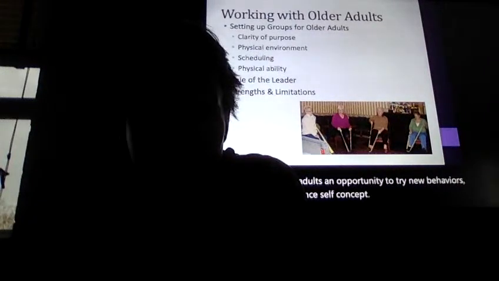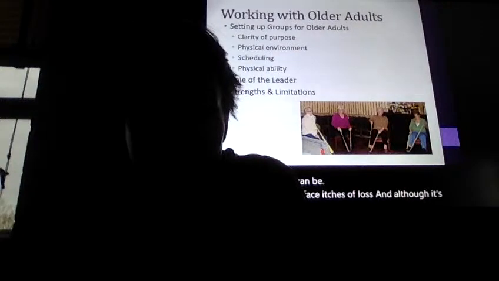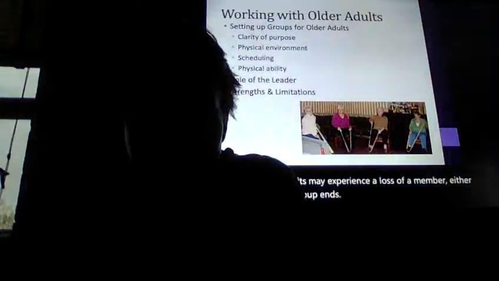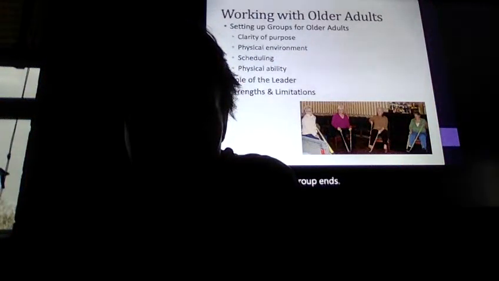On the other hand, groups can force members to face issues of loss, and although it's true in all groups, older adults may experience the loss of a member either during or shortly after a group ends. Finally, as I mentioned earlier, groups with older adults are often limited to addressing short-term goals.